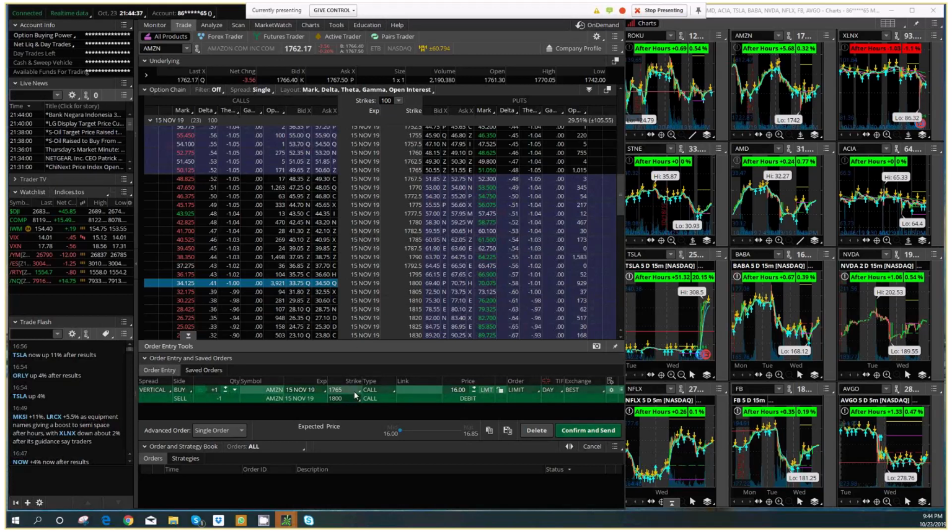The benefit of this is that it's less cost, and one of the drawbacks is that you're limited to profiting until 1800. The stock is at 1762 right now. You will have profits up to 1800, and beyond that your profits are capped off. So your profit range is from 1765 to 1800.